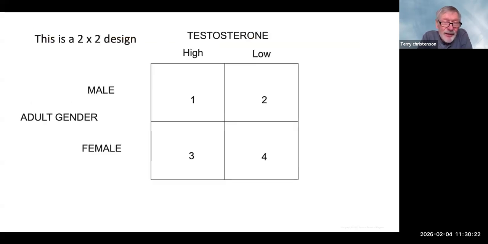This is a 2-by-2 design. What is a 2-by-2 design? What does 2-by-2 mean? You've got two main variables here: adult gender and testosterone. And then within each of those variables, you have two levels: the sex variable, male and female, and levels of testosterone. So you've got four separate groups. This is a 2-by-2 design.